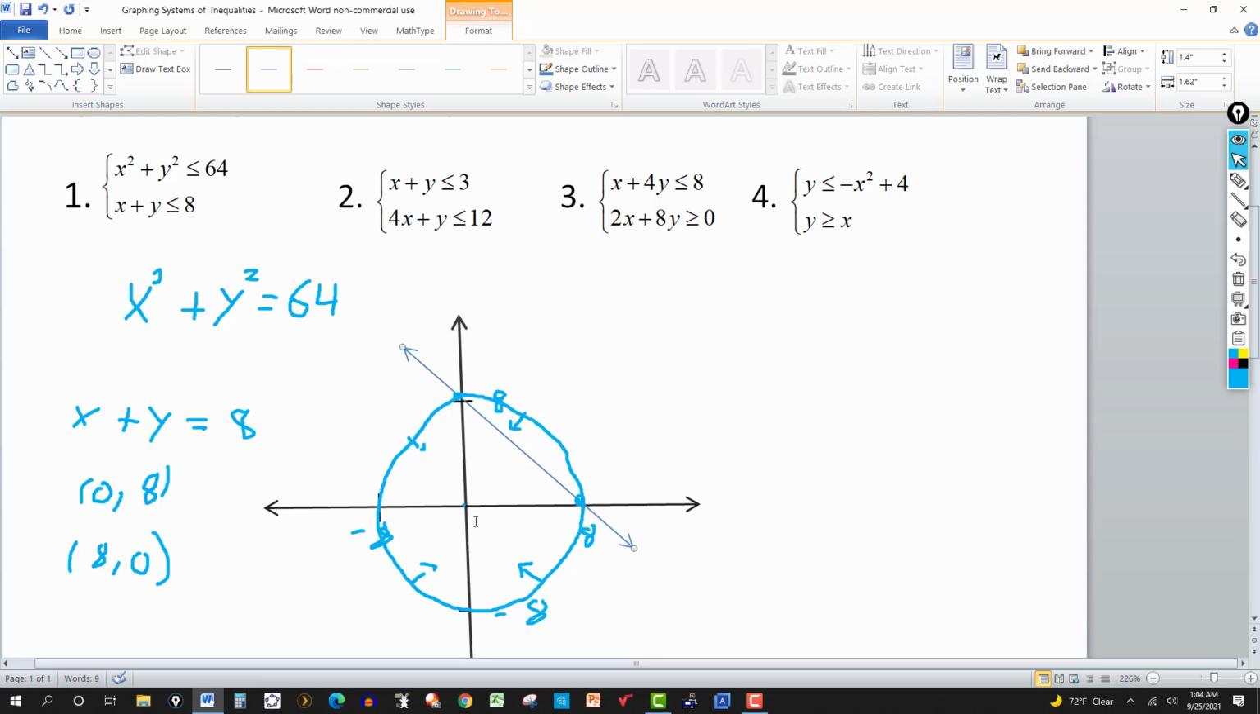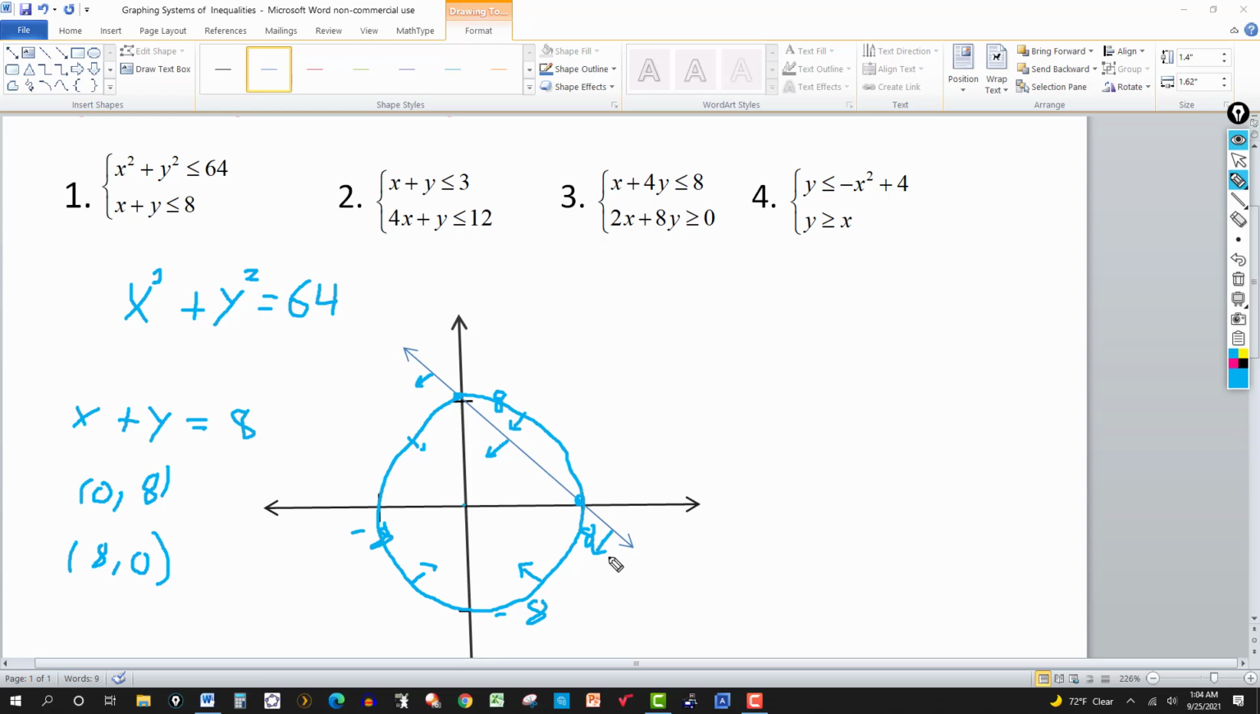So again, I'm going to use the test point 0, 0. So I put a 0 where the x is, a 0 where the y is, and that gives me 0 plus 0 is 0, so that would be 0 less than or equal to 8, which is a true statement. So I would shade everything below the line. Okay, the arrows go this way. So I'm shading everything below the line for that. So the solution set for the second one would be everything below the line, as the arrows indicate.